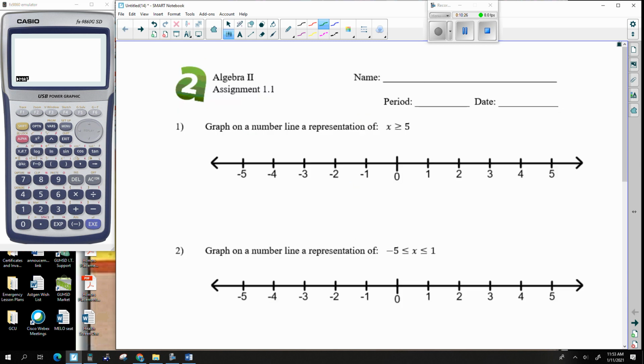Okay, let's get to some of these problems and let's take a look here. So I see that x is bigger than or equal to 5. So x is on the big side. So let's go to 5. Right there, 5. And because it's or equal to, I fill in that dot. And it is bigger than 5, so that means I draw a darkened in line of everything bigger than that 5.